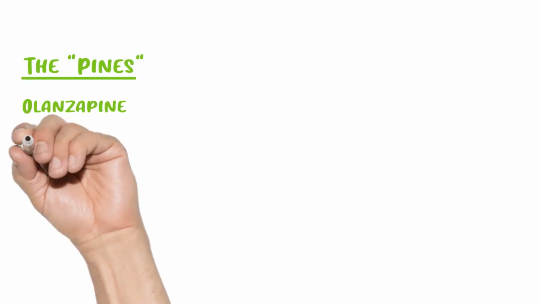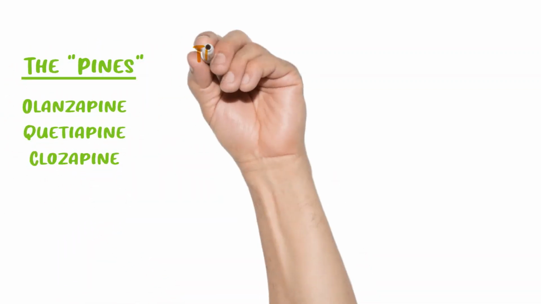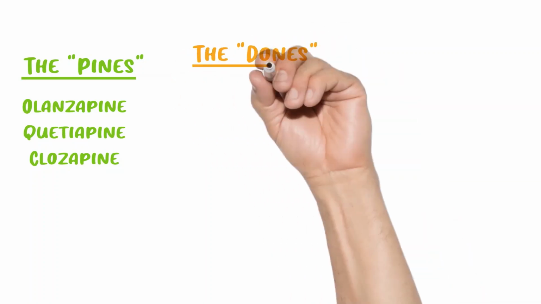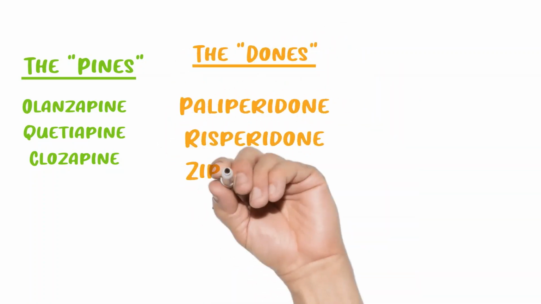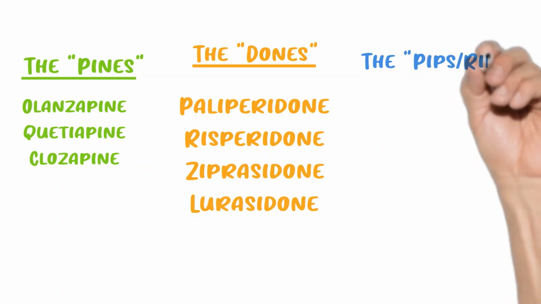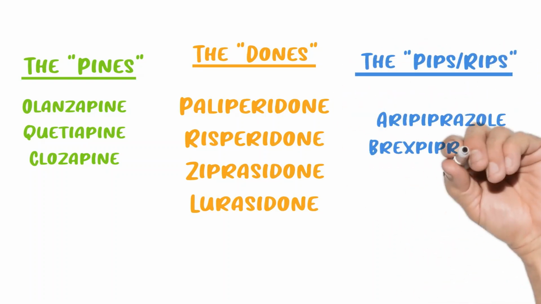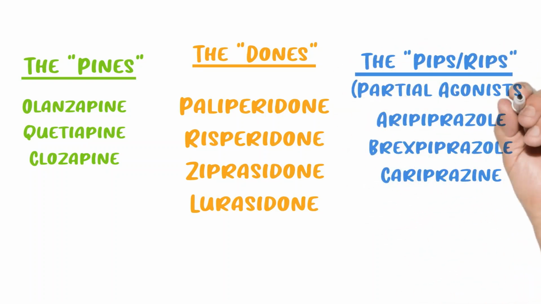I'll just rewrite the classes. You have the pines, which is olanzapine, quetiapine, clozapine; the dones, paliperidone, risperidone, ziprasidone, lurasidone; and then of course the pips and the rips, aripiprazole, brexpiprazole, and cariprazine.